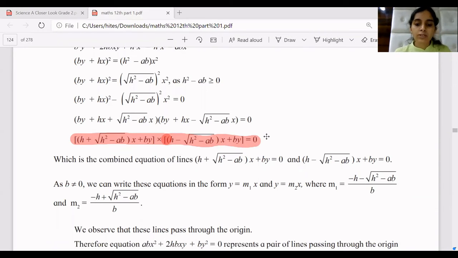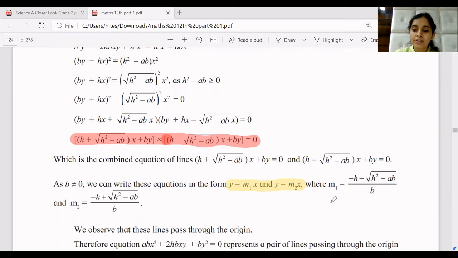So the combined equation of the lines is (h + √(h² − ab))x + by = 0 and (h − √(h² − ab))x + by = 0. So it gives you the equations of two lines. As b is not equal to 0, we can write these equations in the form y = m1x and y = m2x. When you write these two equations in y = mx form, what are m1 and m2? m1 and m2 are basically the slopes of these two lines.